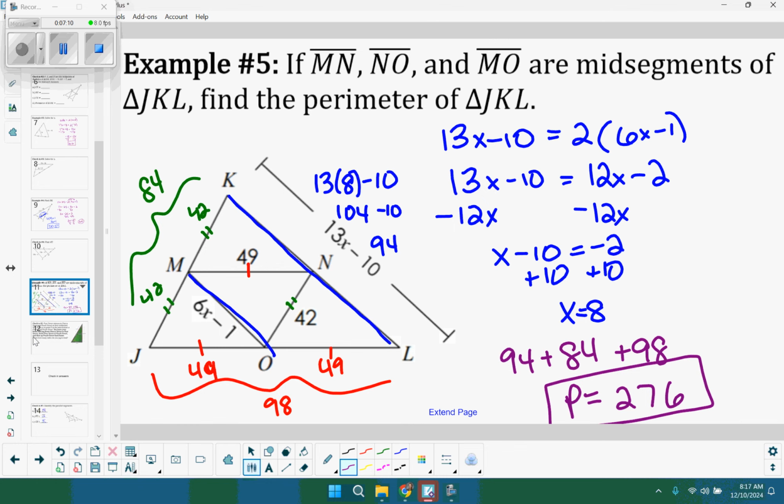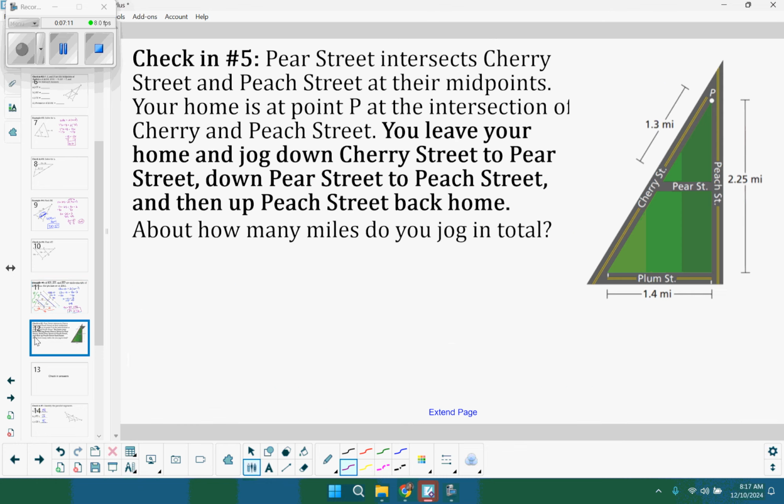So there's one final problem for you to try. It does say you leave your house, travel down Cherry Street to Pear, across Pear to Peach, and Peach back home. So this is what you're actually looking for in this problem. You can pause or you can let it finish out. The answer is posted on Google Classroom. But that is the end of section 6.4, midsegments.